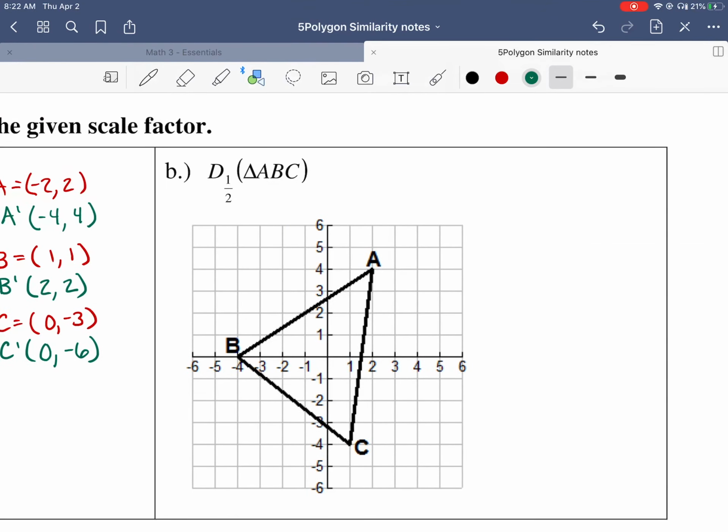All right, if you had to guess, since the dilation this time is 1/2, guess what it's going to do? It's going to get smaller. Okay, so I'm going to do all my ordered pairs. A is at 2, 4. I'm going to multiply each one by 1/2. 2 times 1/2 is 1. 4 times 1/2 is 2.